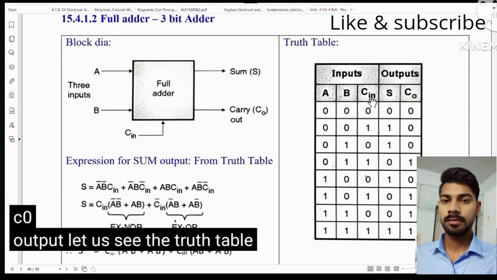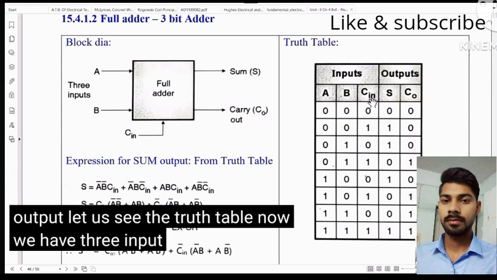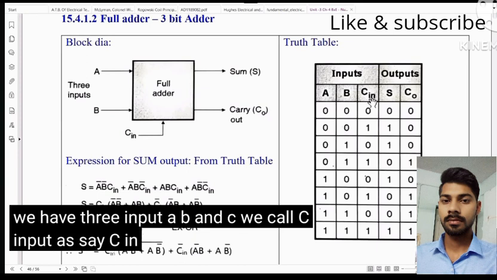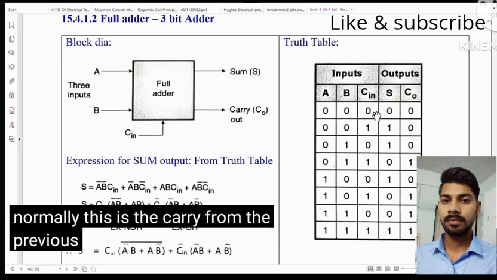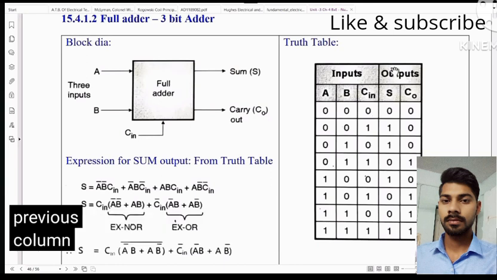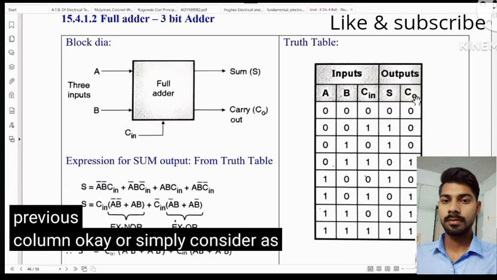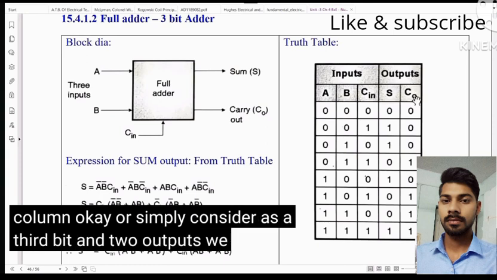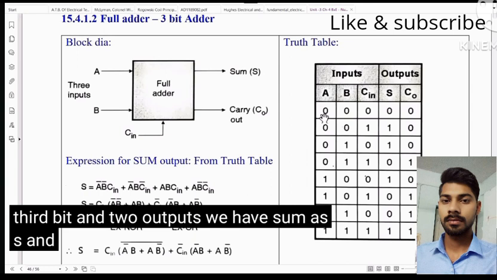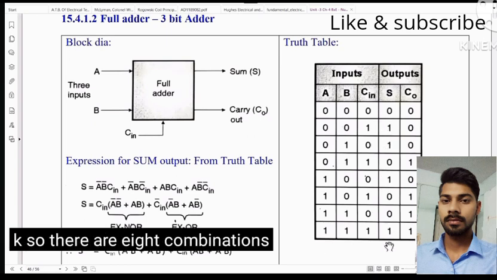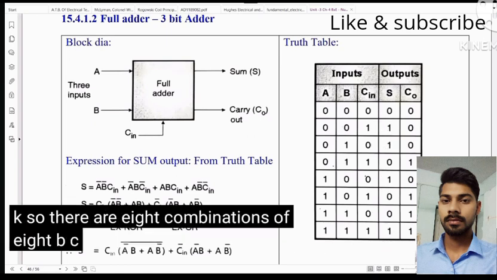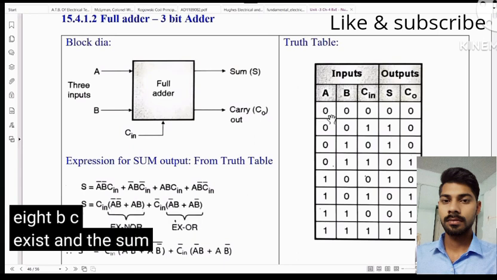Let us see the truth table now. We have three inputs A, B and C. We call the C input C in, because in addition normally this is the carry from the previous column. Or simply consider it as a third bit. And two outputs, we have sum as S and C0 as a carry. So there are 8 combinations of A, B, C, and the sum is shown here.